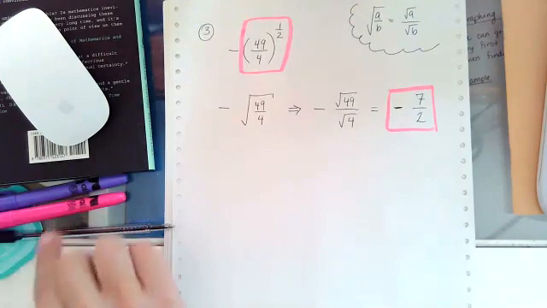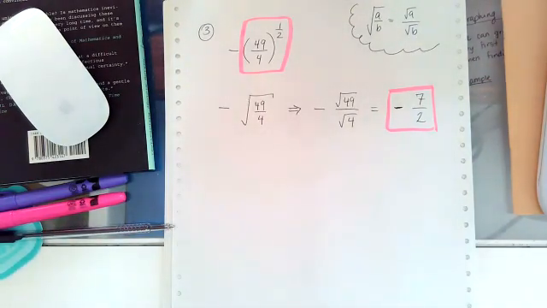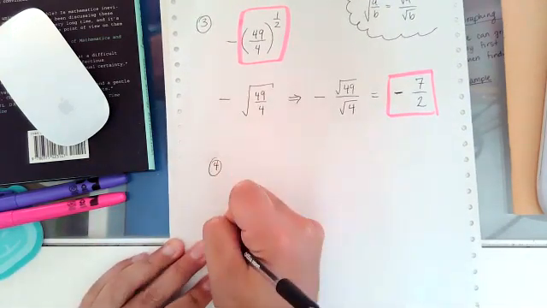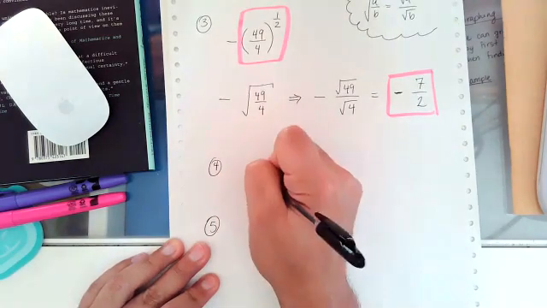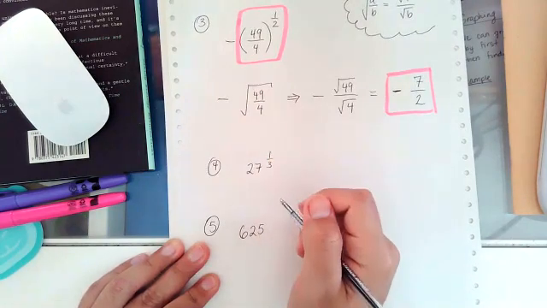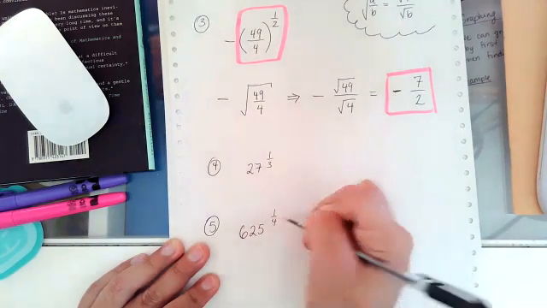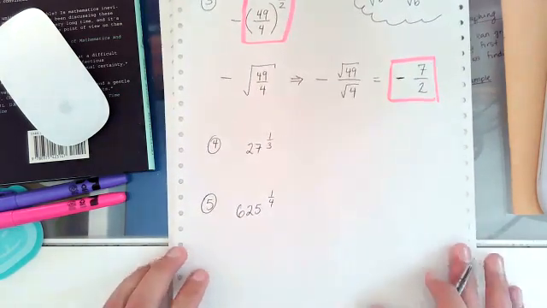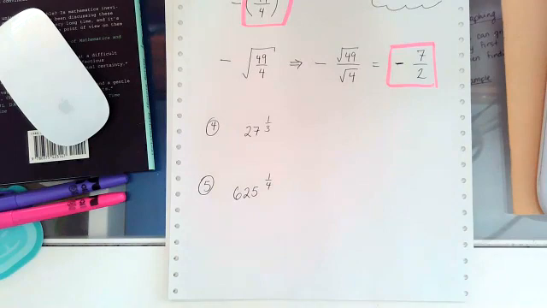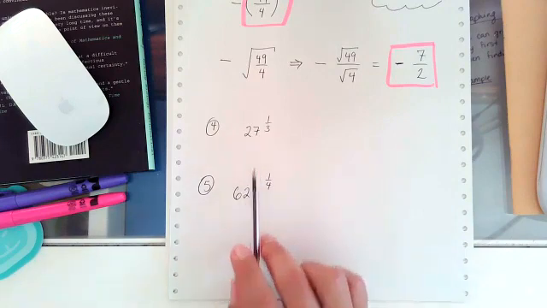Any questions there? Okay, let me give you 2 to answer on your own. 27 to the 1/3 power. Let's go simplify that. And then 625 to the 1/4 power. So take about 3 to 5 minutes to solve these guys.